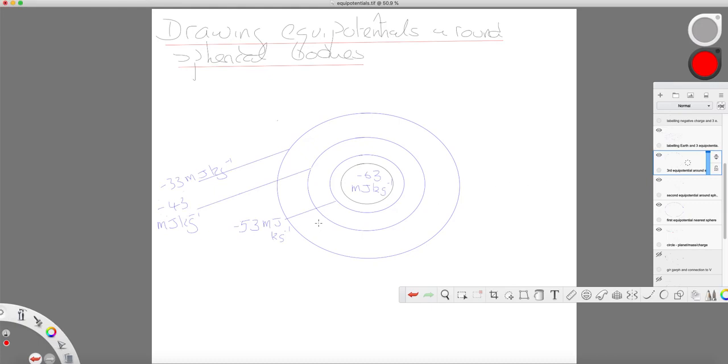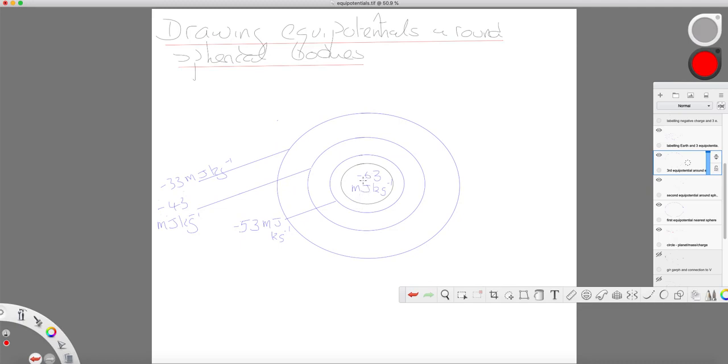So in the case of gravitational potential, if this was the Earth, the gravitational potential on the surface of the Earth is minus 63 megajoules per kilogram. What that means is, if you want to give something enough kinetic energy so that it leaves the surface of the Earth and never comes back, you need to give it 63 megajoules of kinetic energy per kilogram. If you do the maths on that, that means it's leaving the surface of the Earth at 11 kilometers per second. That's escape velocity for the Earth.